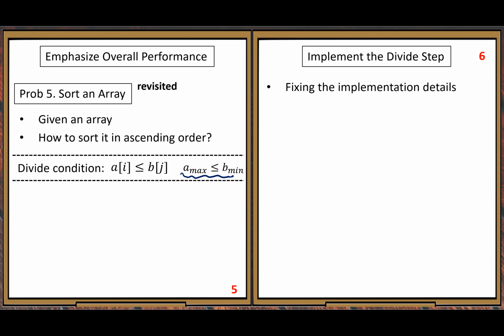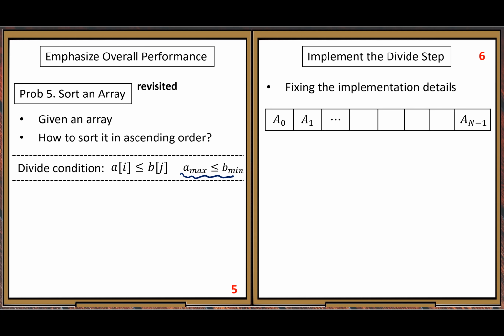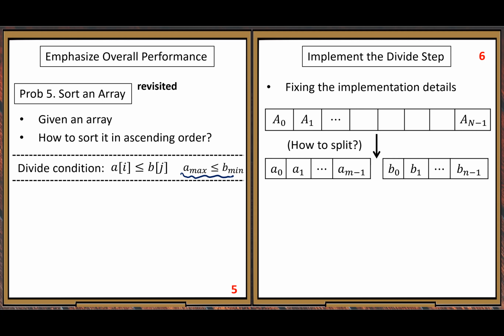Fixing the implementation details. Let me use another diagram to convey the main idea. So when we start, this is our data array. How to split? At some point, right? First you need to split somewhere. But where to split, that's a hard question. You need to do a lot of work.